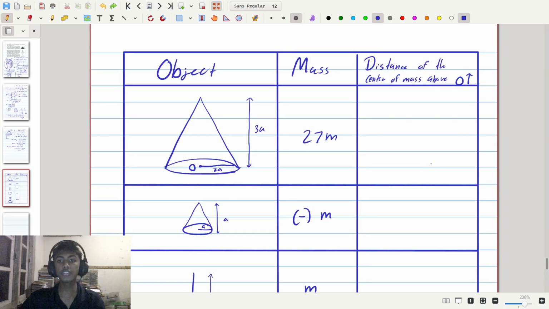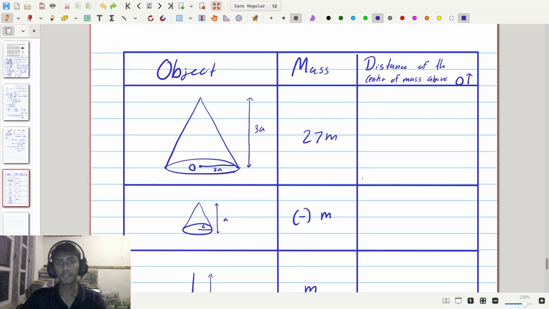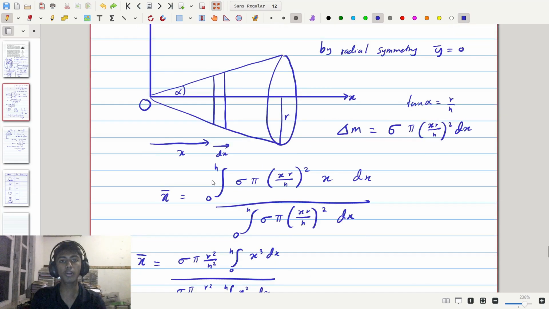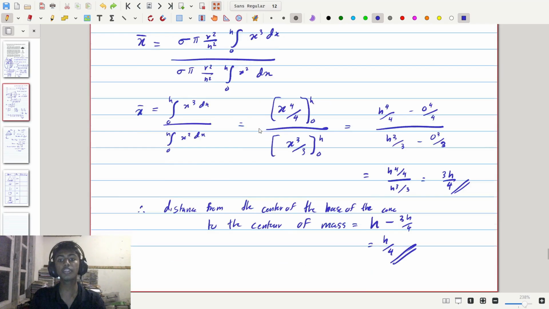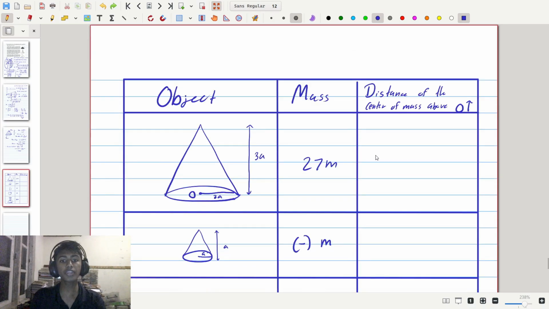Now we need to consider the distances of the center of mass above the point O. At first, we have a cone. The cone has a height of 3a. As we found, the distance of the center of gravity above the base of a cone is 1/4 of the height. If the total height of the cone is h, then the distance from the base is h over 4. So here, if the height is 3a, then the distance above the base of the center of mass is going to be 3a over 4.